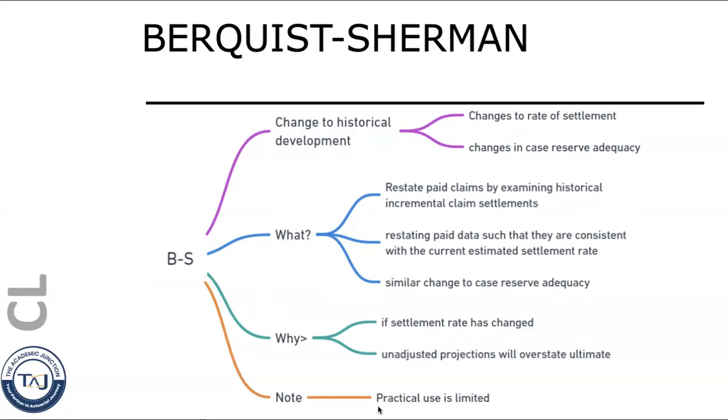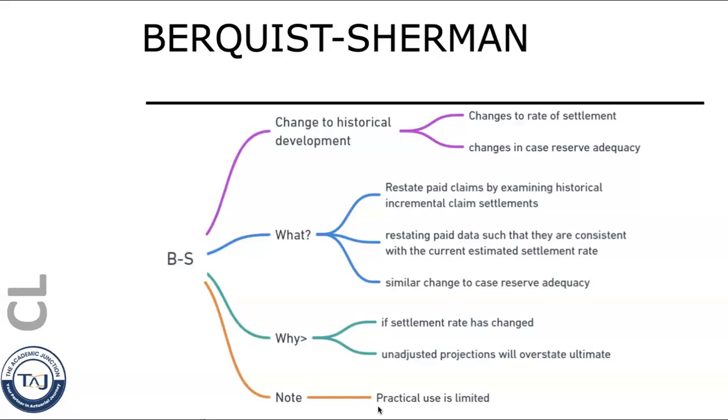Now, what is it? It is basically nothing but restating the paid claims by examining the incremental claim settlement amounts and restating that to the current estimated settlement date. So you will take a look at all historical claims. You will look at how the rate of settlement has changed. And for all the historical claims, you will make an adjustment and restate claims to the current rate of settlement. And then you will run the triangles again and build the triangles. So that is the Berkowitz-Sherman adjustment.